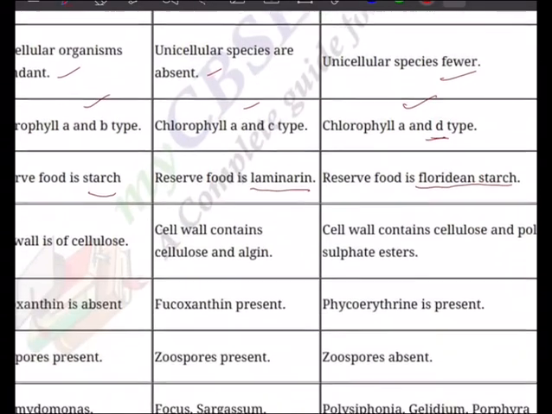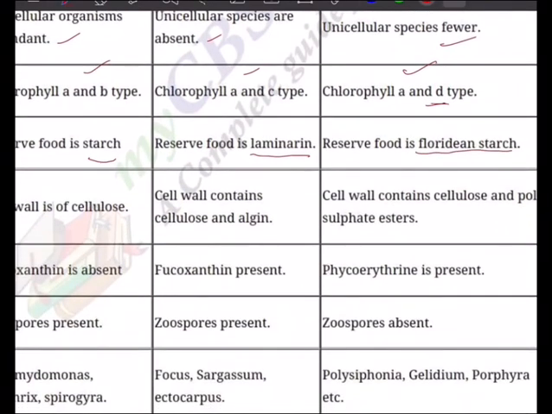And the cell wall in green algae is made up of a chemical called cellulose. In brown algae the cell wall contains cellulose along with algin, and in red algae the cell wall contains cellulose and polysulfate esters. So the chemical nature is different, that's why we say chemotaxonomy. And fucoxanthin is absent in green, fucoxanthin is present in brown, and phycoerythrin is present in red. Phycoerythrin, that's why it is giving red color. Flagella are present in green and brown algae, but in red algae flagella are absent.